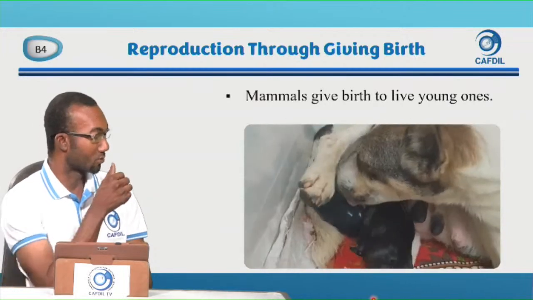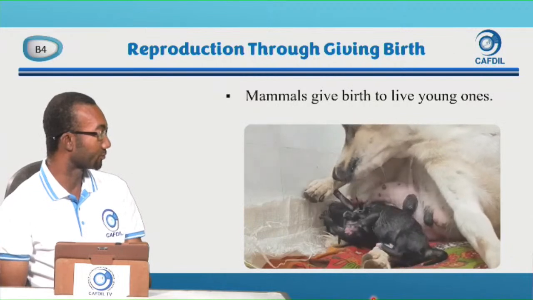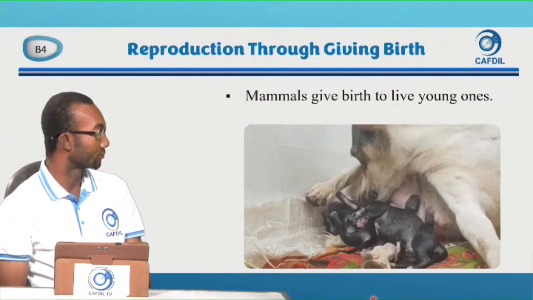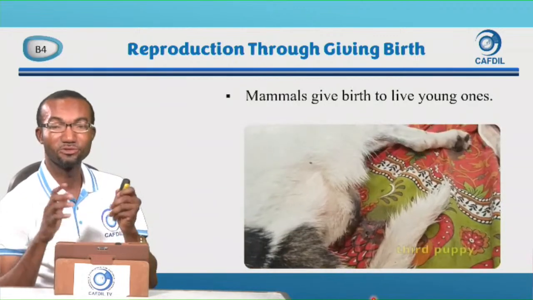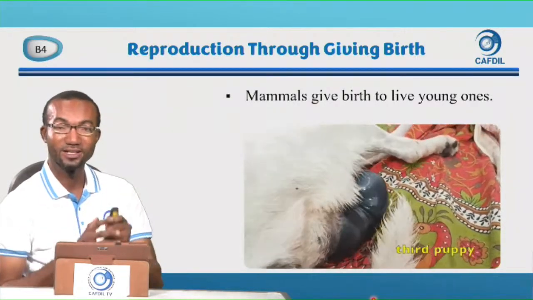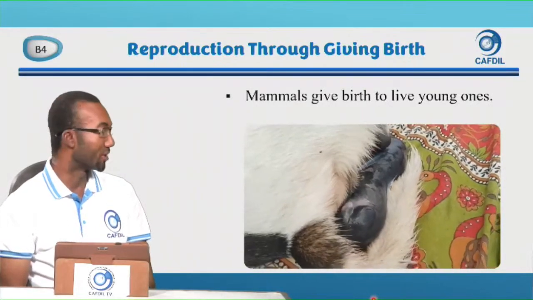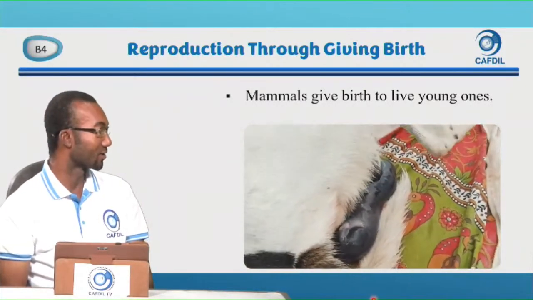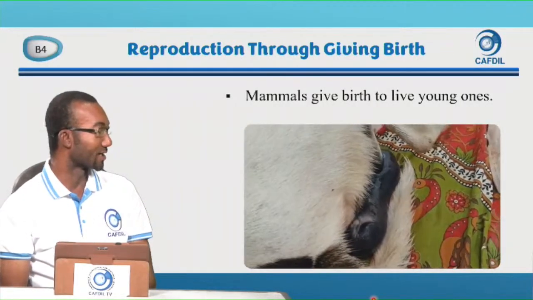This dog too is giving birth. When God created us, He said we should be fruitful and multiply. And the means of multiplying is what we call giving birth or reproduction. So reproduction is the means of multiplying as living things.